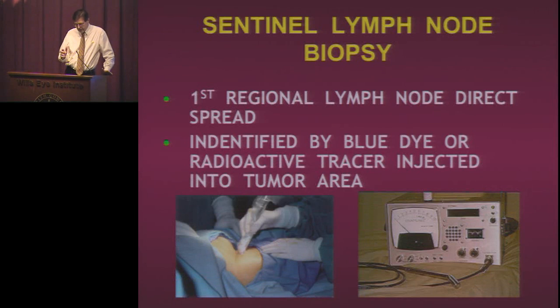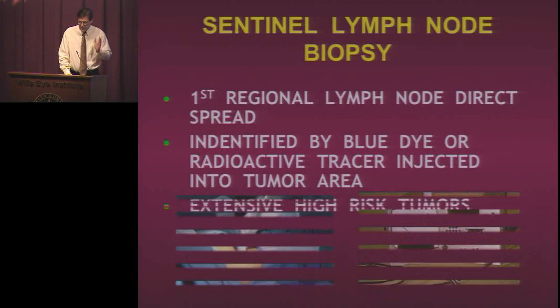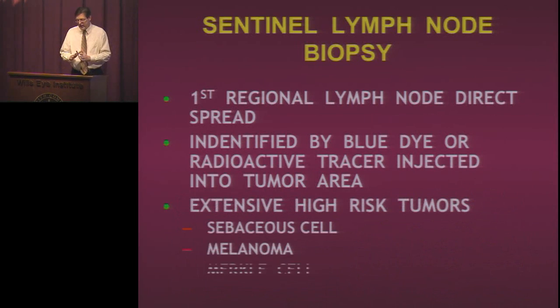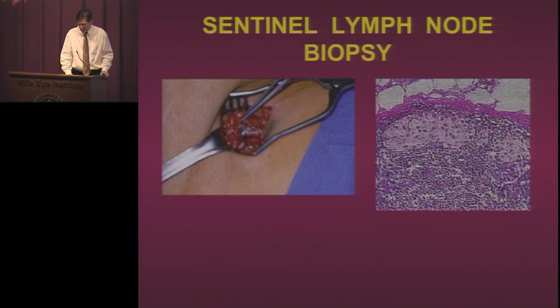So they go in either with dye or with a radioactive tracer, and we'll go to the lymph nodes that are draining that area. And we only do this for extensive high-risk tumors, sebaceous cell, melanoma, Merkel cell, things like that. Okay, and this is just a melanoma that was done with the lymph node, and you can see the tumor.